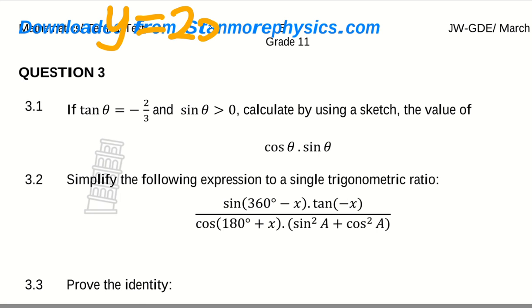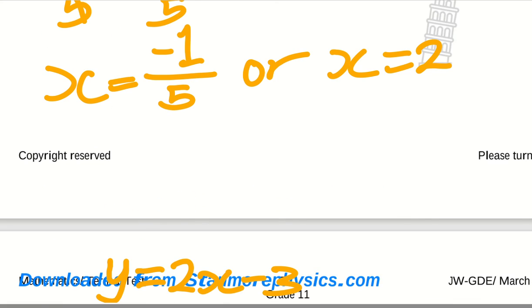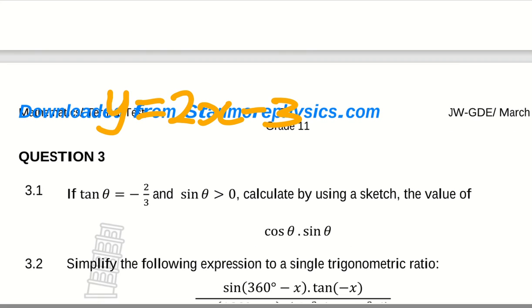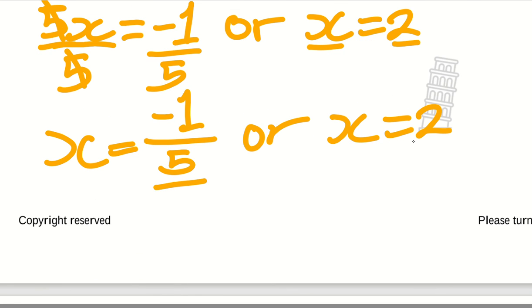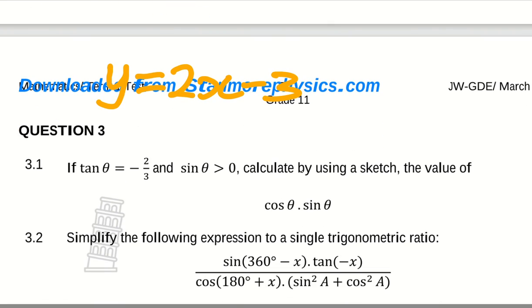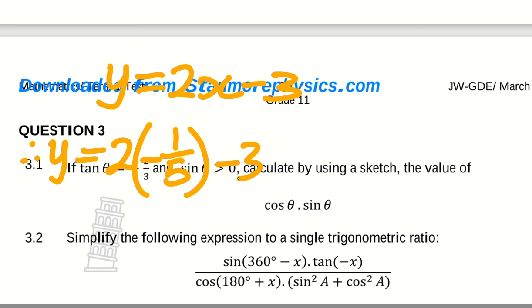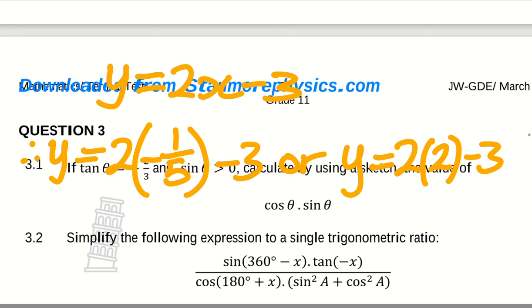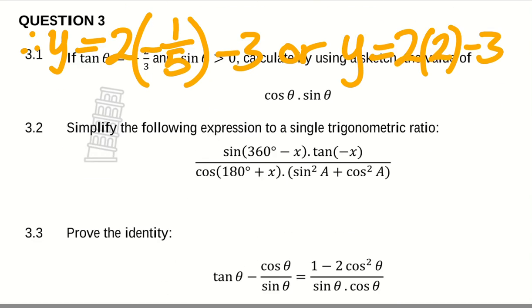So okay, y equals 2x minus 3. So we have 2 x values that we can substitute: negative 1 over 5 and 2. So I'm going to put both of them in. First of all, I'm going to write y equals 2, then I write negative 1 over 5 in the place of x, and then minus 3. Then I say or y equals 2, then I put the other x, which is 2, then I say minus 3. Like that.